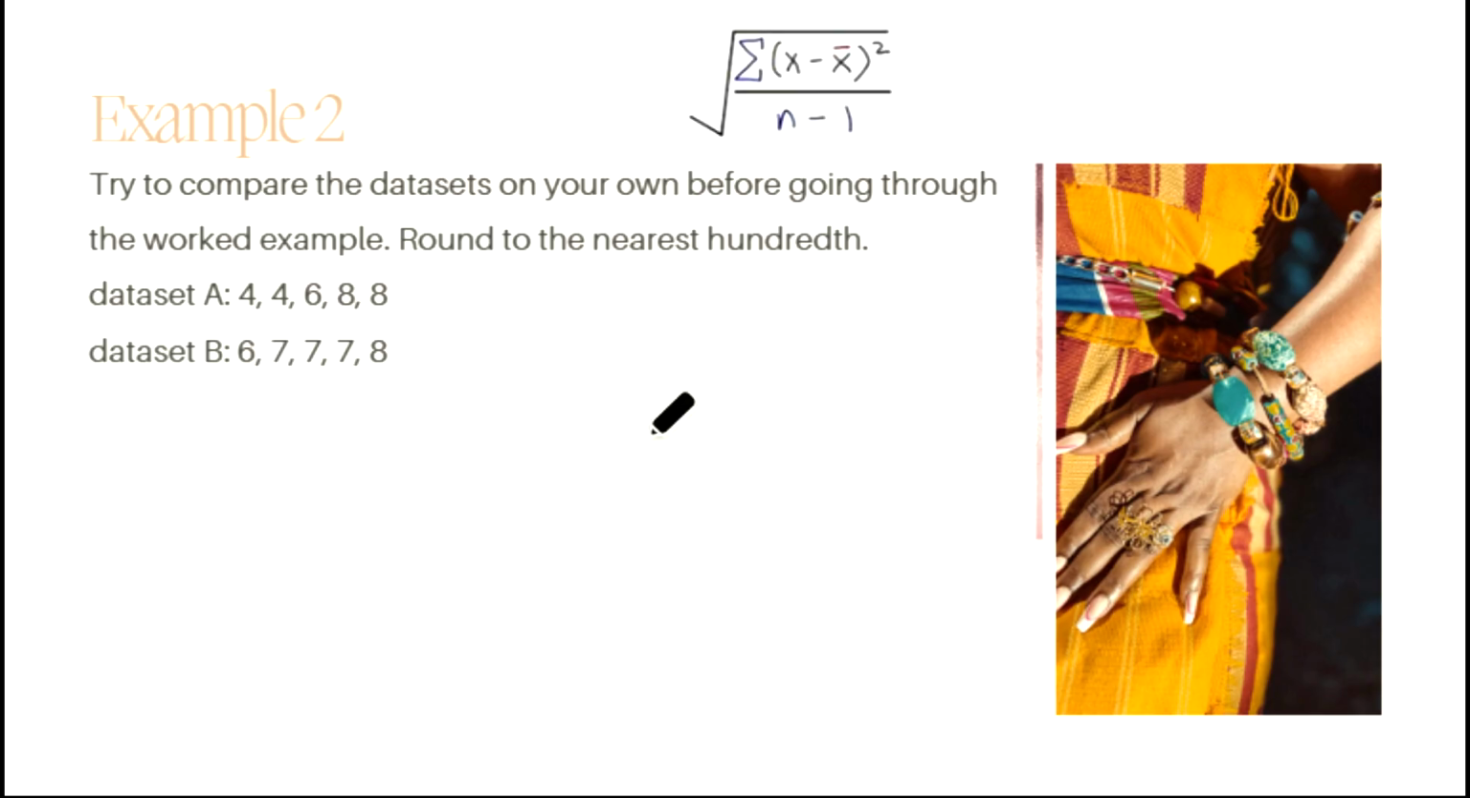So try to solve this on your own. Pause it. Go through all the steps. Come back and see if you are right. First thing you're going to do is find the mean for each of these, okay?